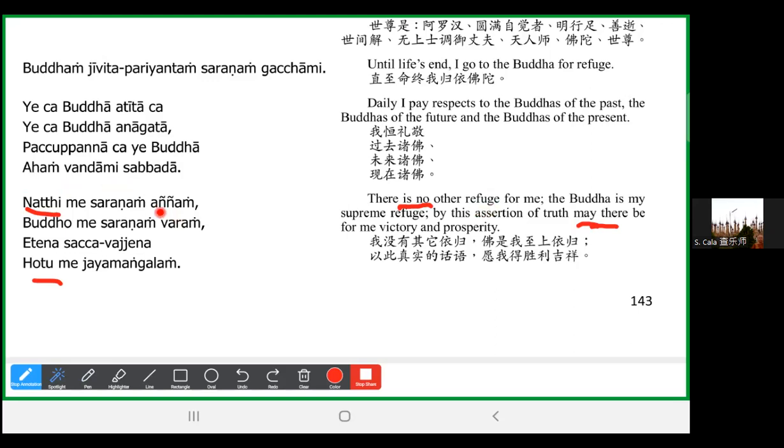Anyam, there is no other. Okay, no other. It's kind of an adjective here. No other. Or you can say there is no other refuge for me. Buddho is the subject here. Buddho is my. "Is" is not put here. So if you want to put "is", you can put a hoti here. Okay. Buddha is my supreme refuge.